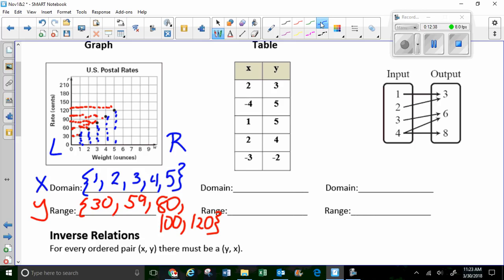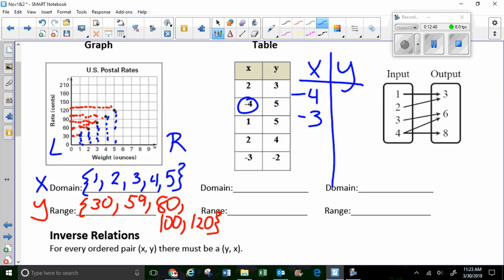Next, we're going to look at the table. So the table here really isn't in the best format. It really should be in order, my x values from least to greatest. So I'm going to reorder that. I'm going to take -4, and then -3, and then 1, 2, and 2. It's important to put the x values in order, but you actually can't put the y values in order because, look, -4 has to go with 5. So I can't put those in order.